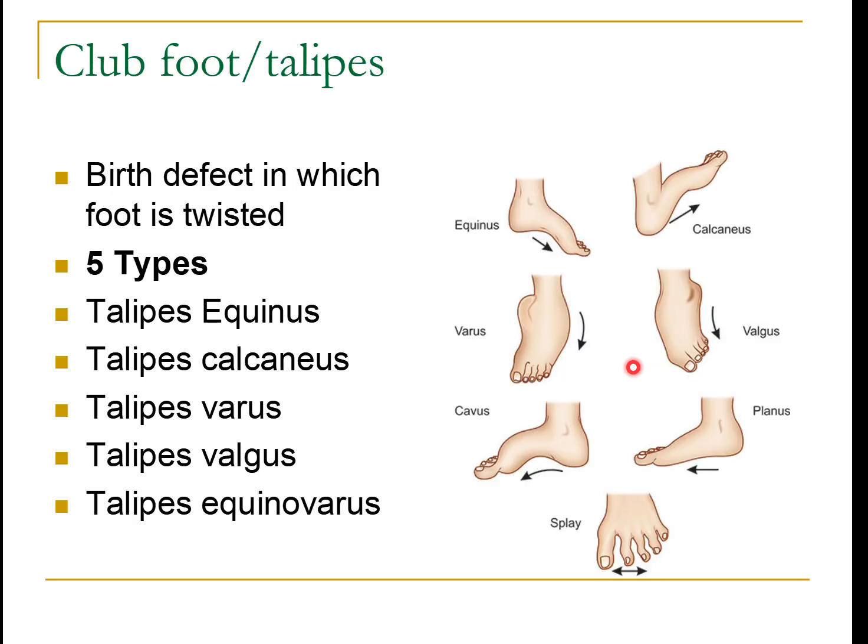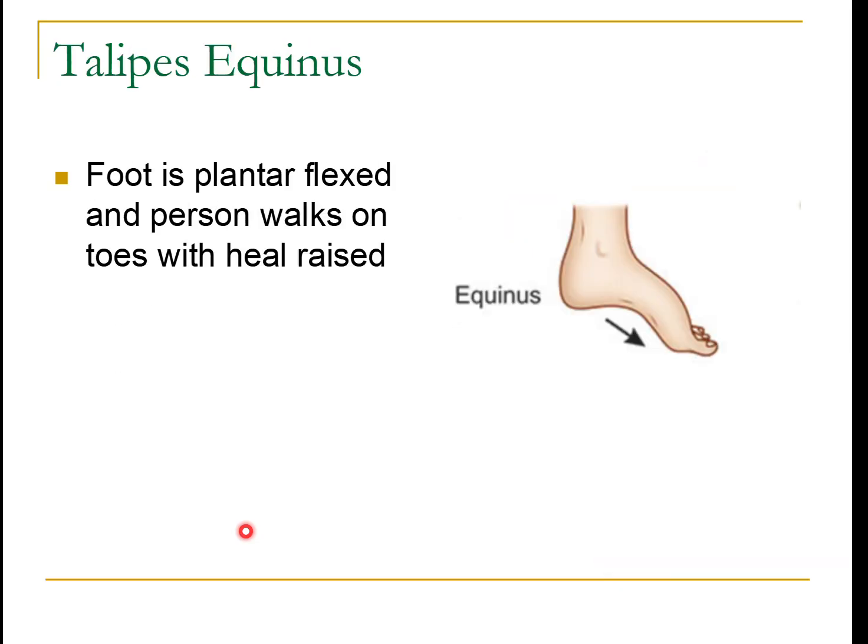It is a club foot, also called talipes, which is a birth defect in which the foot is twisted. There are 4 types of club foot. The first one is talipes equinus. The second one is talipes calcaneus. This is talipes varus. This is talipes valgus. And the last one is talipes equinovarus.